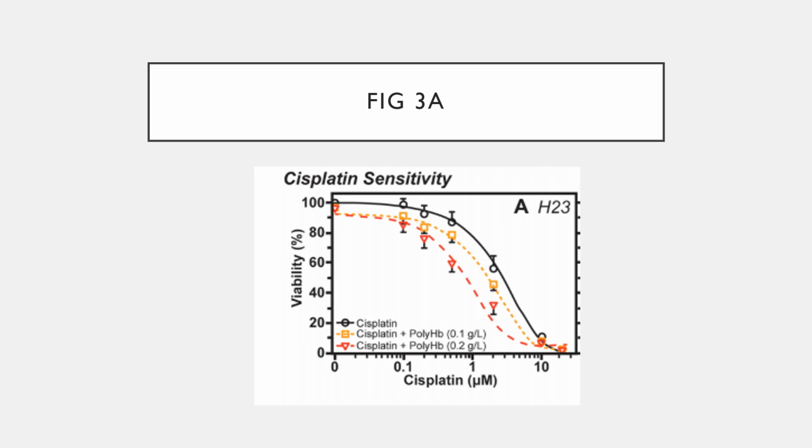So this is figure 3A. In this figure, it shows that for the H23 cells, there was a significant decrease in the cell viability following exposure to the cisplatin and the polymerized hemoglobin at different concentrations. So only half of the cells were viable after treatment with cisplatin at 2.85 micrometers, half were viable after treatment with cisplatin and polymerized hemoglobin at a concentration of 0.1 grams per deciliter, and half were viable after treatment with cisplatin and polymerized hemoglobin at 0.2 grams per deciliter and a concentration at 0.8 micrometers.